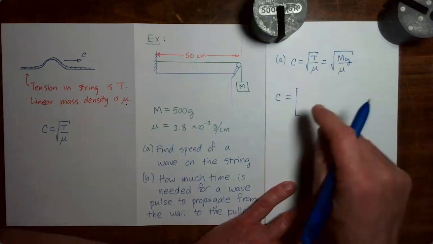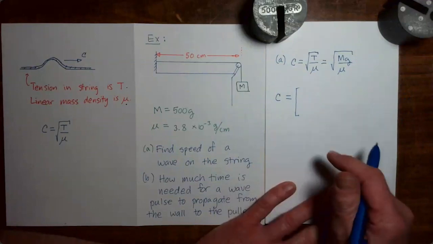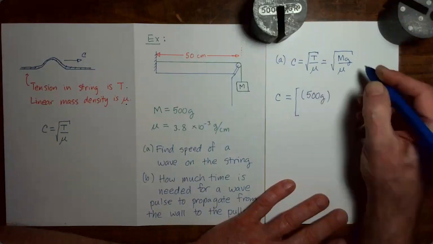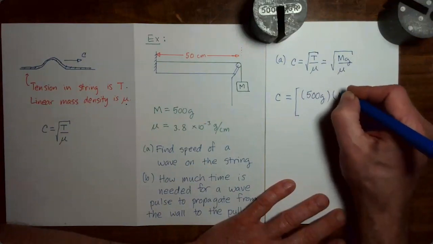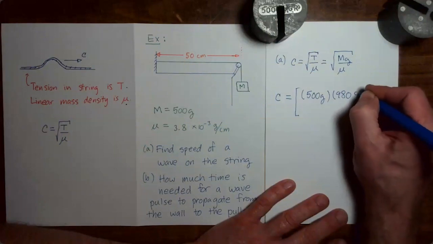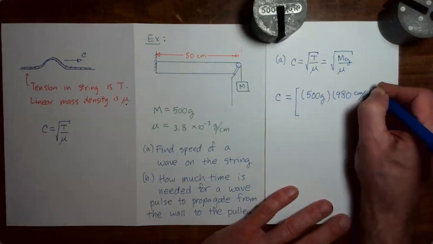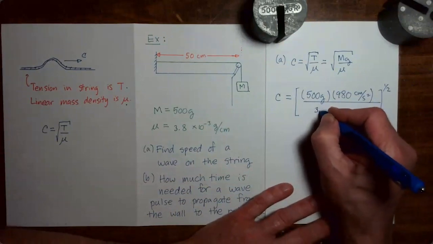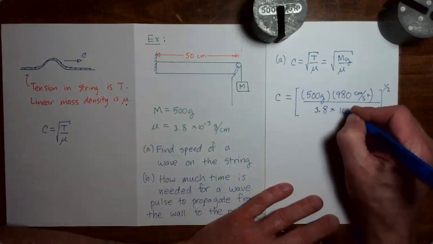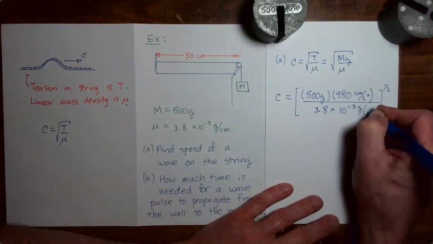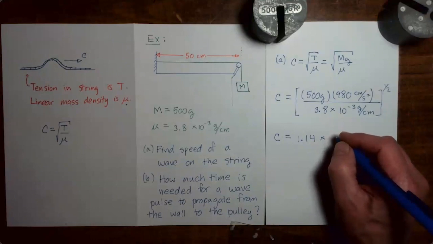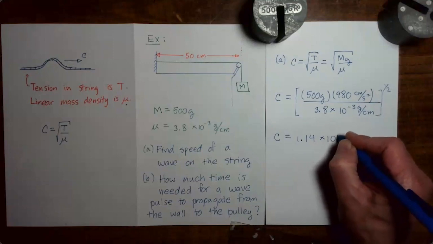I'm going to do this calculation in CGS units. So I'll put the mass in as 500 grams. I'm going to put in little g as 980 centimeters per second squared. The linear mass density would be 3.8 times 10 to the minus 3 grams per centimeter. Plugging this into my calculator and rounding off to 3 significant digits, I get 1.14 times 10 to the 4.